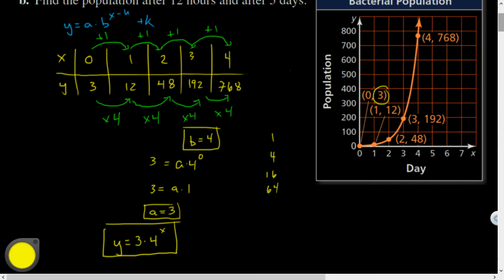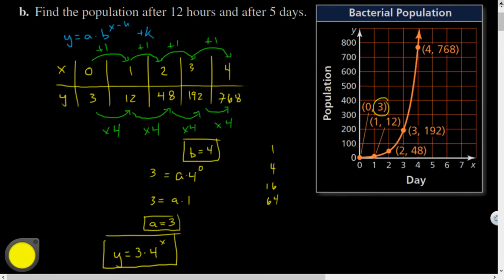But now they asked us a question for part B. They said, okay, find the population after 12 hours. Now the problem is my x's are measured in days. What is 12 hours measured in days? Half of a day. Okay, so for part B, 12 hours is equal to 0.5 days, right, or half of a day. You guys agree?